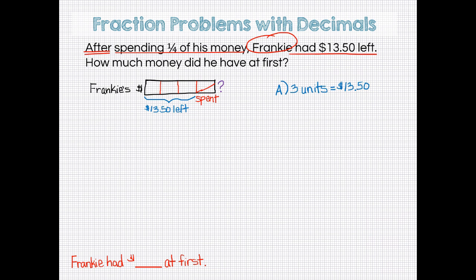Since 3 units equals $13.50, then 1 unit equals $13.50 divided by 3, which is $4.50. If each of these pieces represents $4.50 and we have 4 units total, then 4 times $4.50 is $18. Frankie had $18 at first.